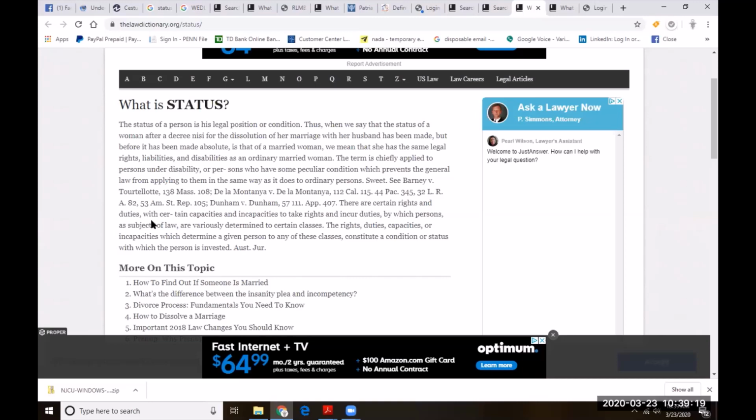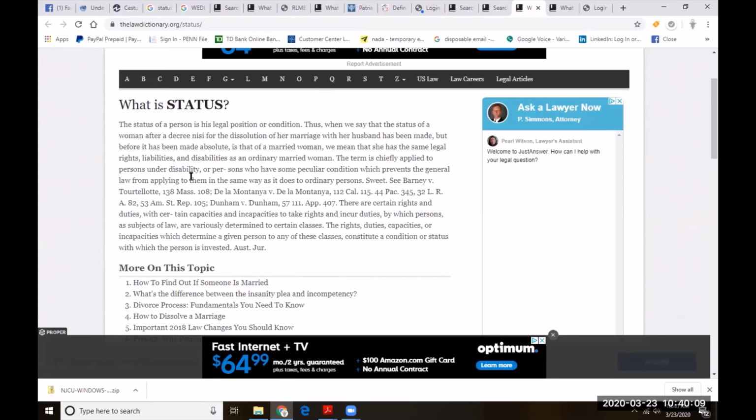There are certain rights and duties with certain capacities and incapacities to take rights and incur duties by which persons, as subjects of law, are variously determined to certain classes. The rights, duties, capacities, or incapacities which determine a given person to any of these classes constitutes a condition or status with which the person is invested. You may have to read that a few times to understand what it's saying. This is status. Before the video is over, or perhaps in the description below, I'll add additional definitions of status.